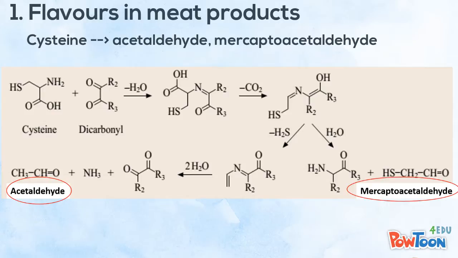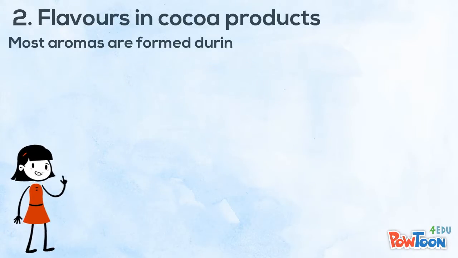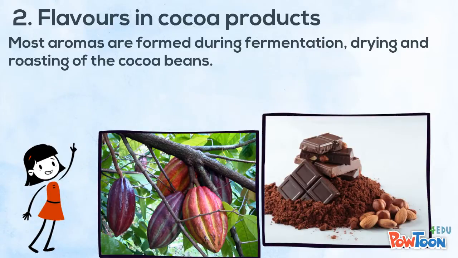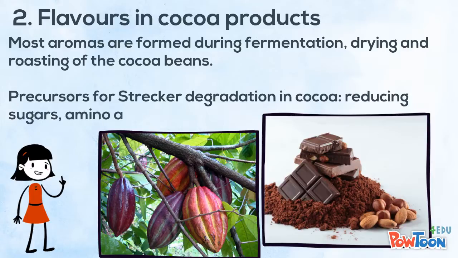acetaldehyde, and mercaptoacetaldehyde. The flavors of cocoa products are affected by different factors such as genetics and growing conditions, and processing stages including fermentation, drying, and roasting. Cocoa is a source of Strecker degradation, with the reducing sugars, amino acids, and flavonoids.